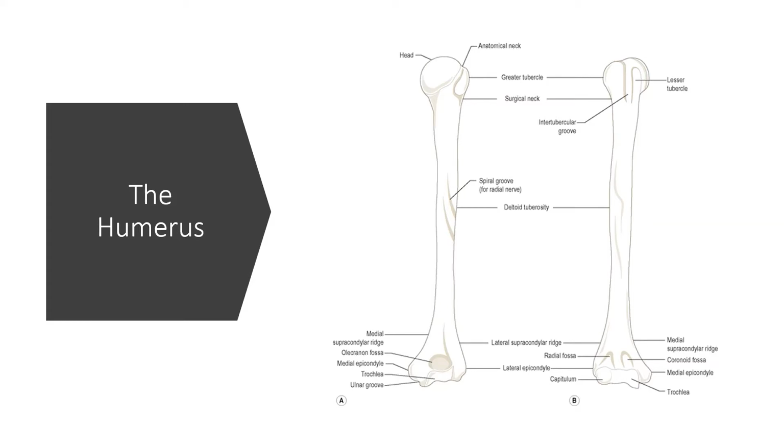The head of the humerus always points medially, right? It has to, because it goes into the socket, the glenoid cavity. So whichever way the head of the humerus is pointing, that's what's going to help you determine which side of the humerus you have.